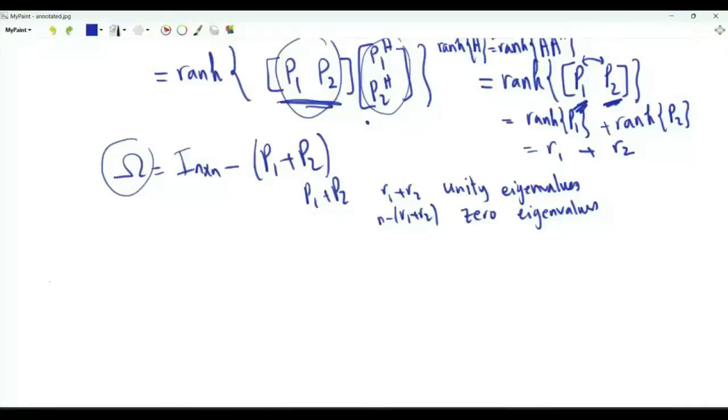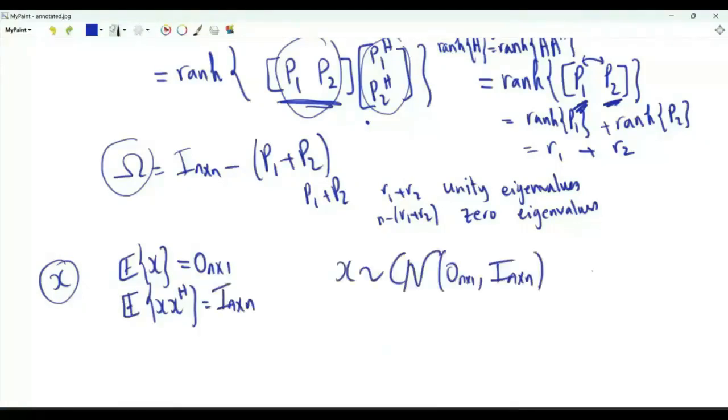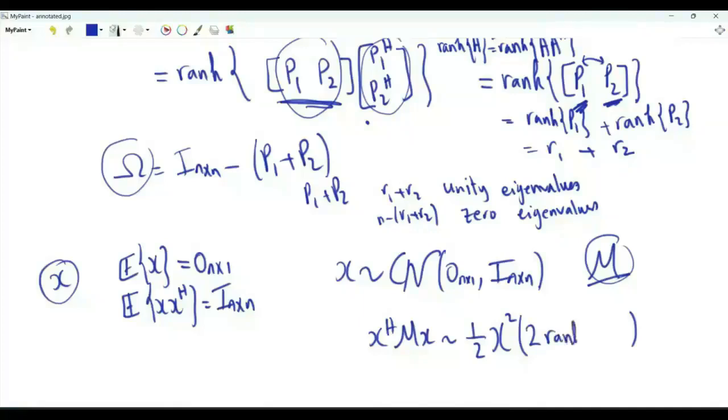Now let's do the probability part of the problem. We have vector x. x is a circularly symmetric Gaussian random vector. The mean of x is the 0 vector. The covariance matrix is identity. Consider an orthogonal projection matrix M. The PDF of x Hermitian M x is the PDF of 1/2 a chi-squared random variable with a number of degrees of freedom equal to 2 times the rank of M.